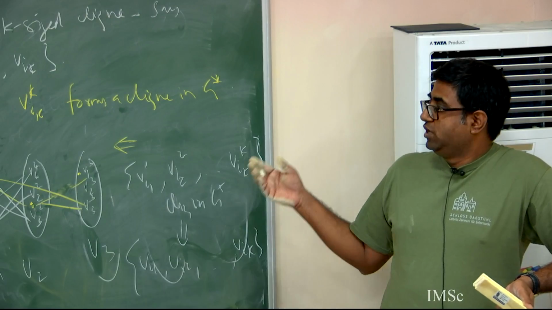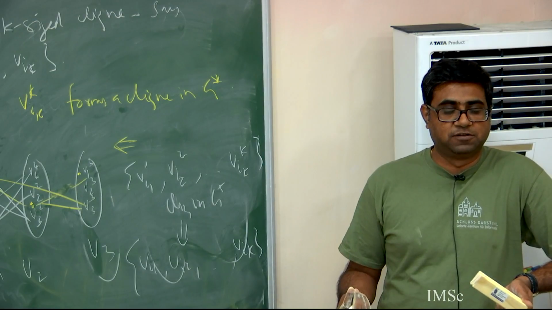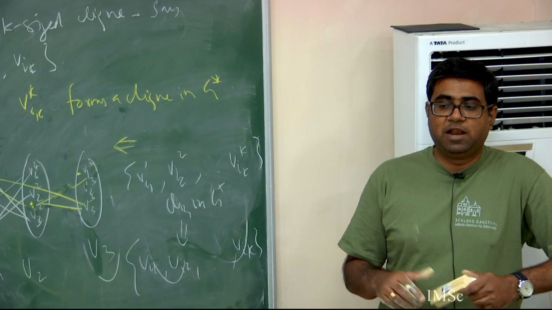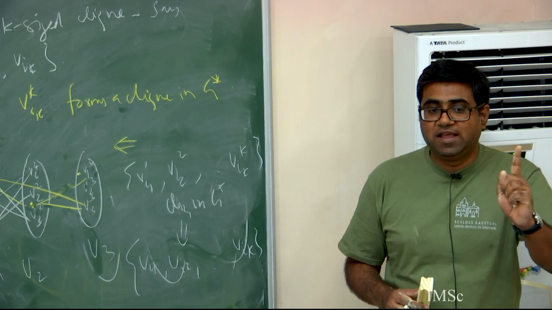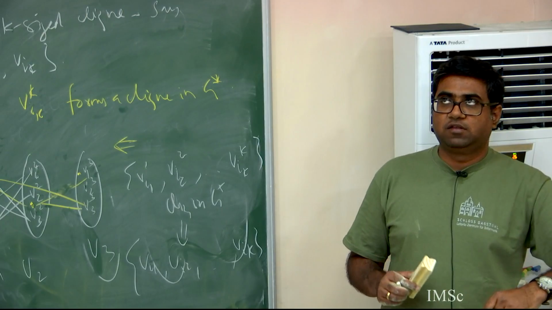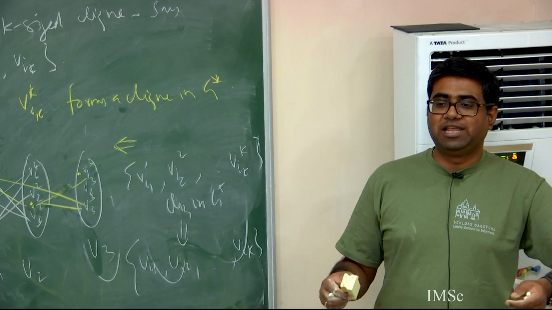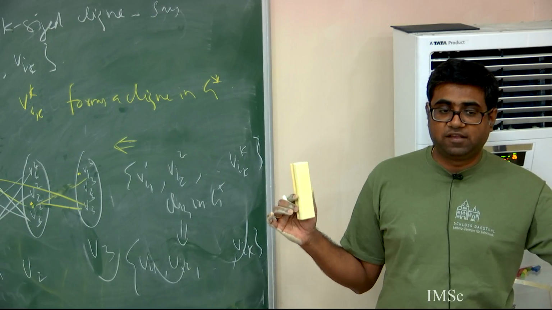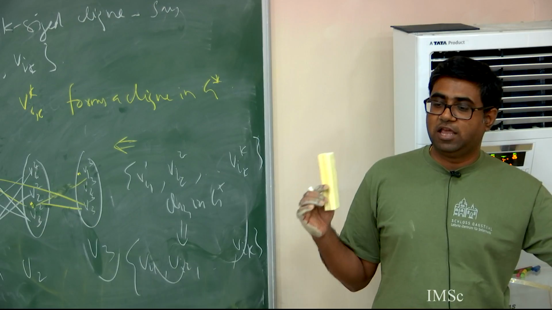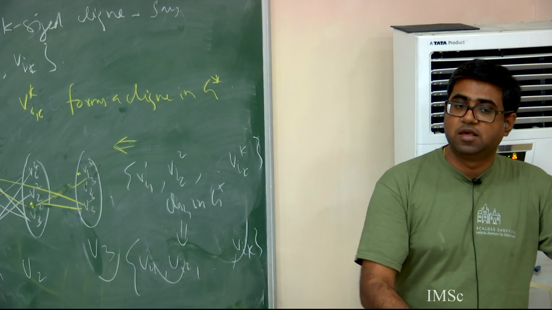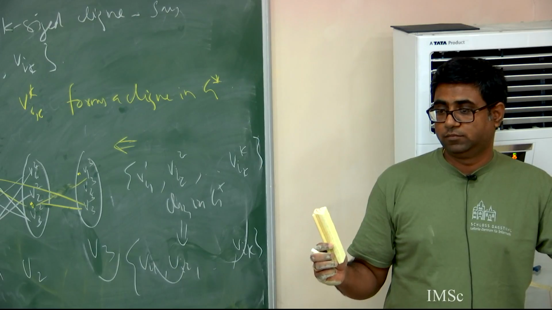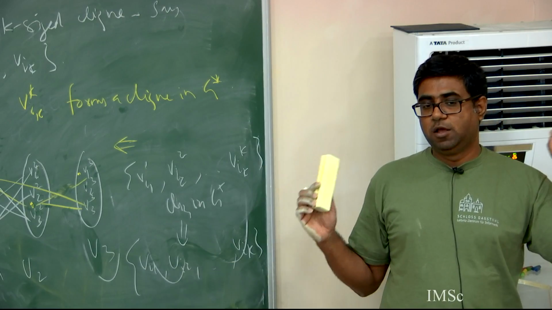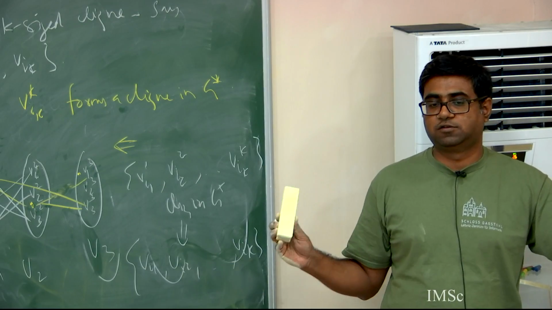Rather than using this coloring, I can use a hash function. So what will I do? I will create not one instance, but e^k times poly(n) many instances of multicolor clique, such that the initial graph has a k-clique if and only if one of these instances has a multicolor clique. And this is a completely, perfectly deterministic Turing reduction.